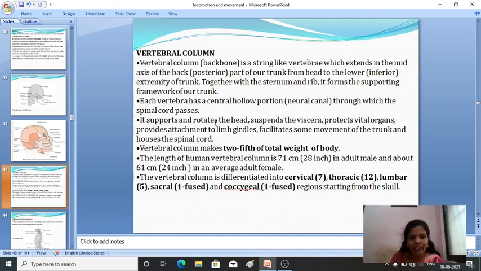It supports and rotates the head, suspends the viscera, protects the vital organs, provides attachment to the limb girdles, and facilitates some of the movement of the trunk. It houses the spinal cord. Fine. Then the vertebral column makes up 2/5 of the total body weight. So in our body, the 2/5 part of the total weight is mainly because of this vertebral column.